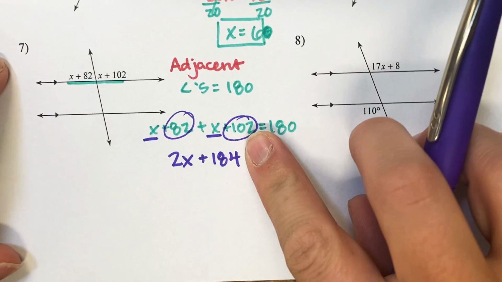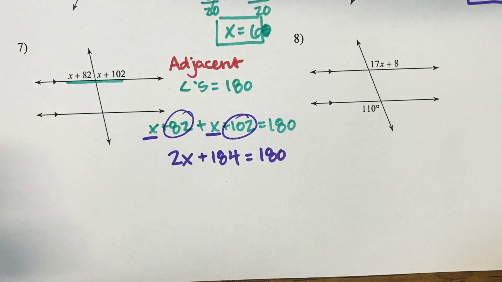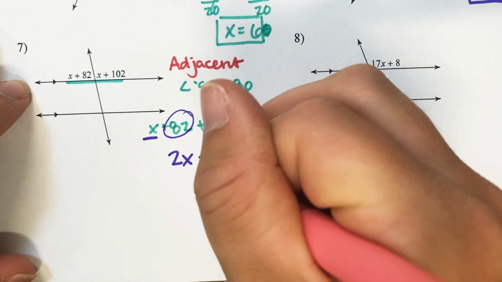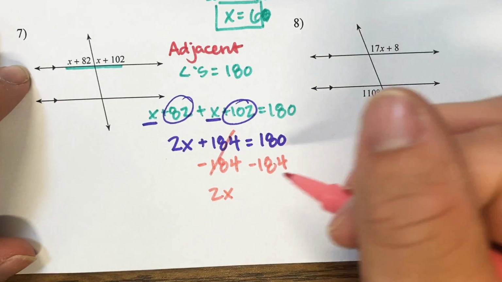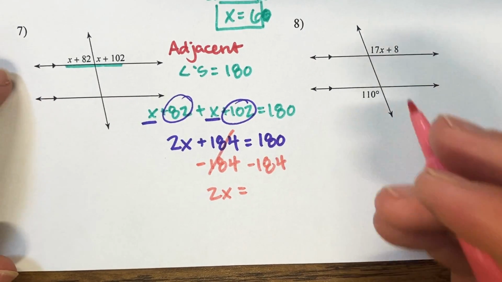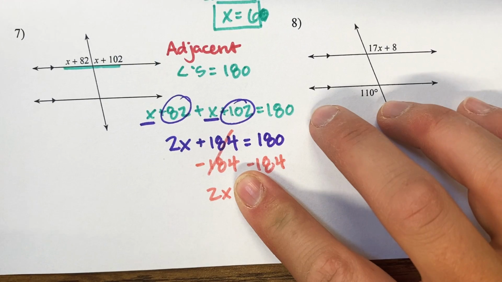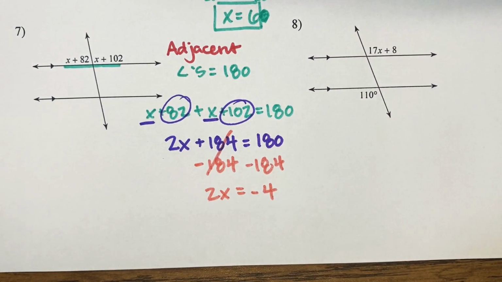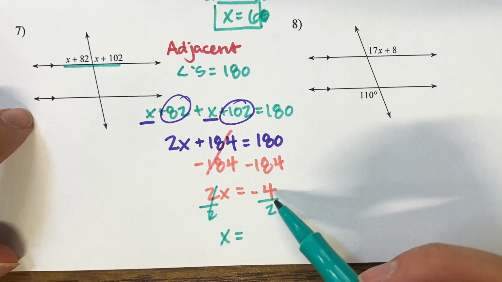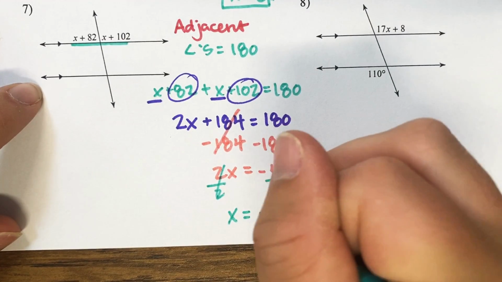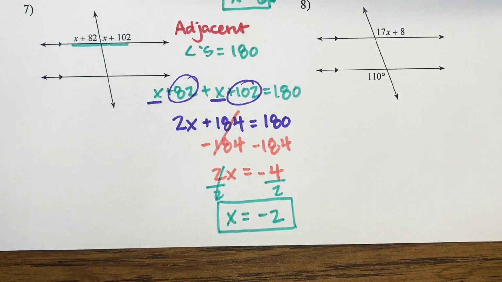Okay, now I can start solving. I can start getting rid of things. 2x is closest, so we need to get rid of 184. What is the opposite of plus 184? We're going to subtract 184. So 2x is left over, equals 180 minus 184, it's -4. Okay, and my last step for getting x by itself, what is the opposite of times by 2? Going to divide by 2. So we get x is equal to -4 divided by 2 is going to give me -2. And there we go.